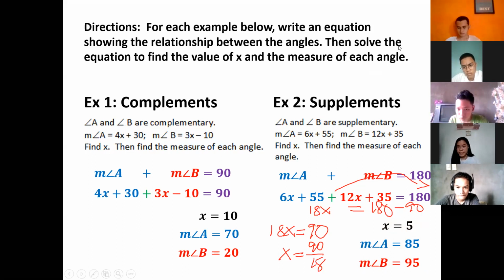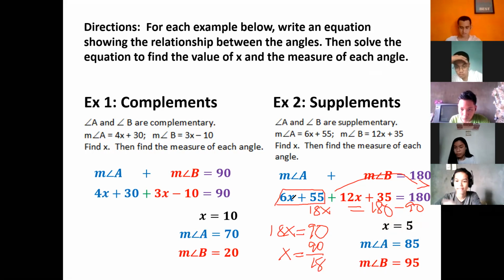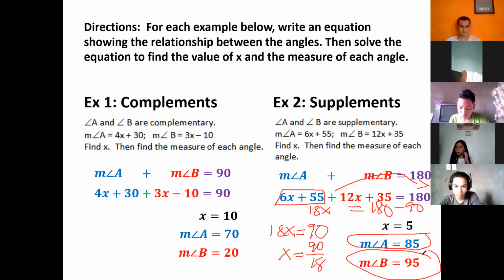So if x is equal to 5, class, substitute that value to the value of angle A. So we have 6 times 5 is 30 plus 55 is 85. So the value of angle A is 85. And 12 times 5 plus 35 for angle B, 12 times 5 is 60, plus 35 is 95 degrees. So therefore, your final answer are angle A, 85 degrees, and angle B, 95 degrees.